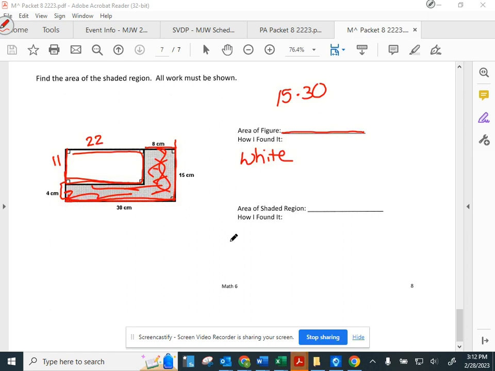So in order to find our white section, we're going to do that length times width. So 11 times 22. We're going to take this answer and we're subtracting it from that total amount. We're taking out the white, and that is going to leave us with just the shaded area. So we take the full area, we subtract out the white area, and we're left with just the shaded area.